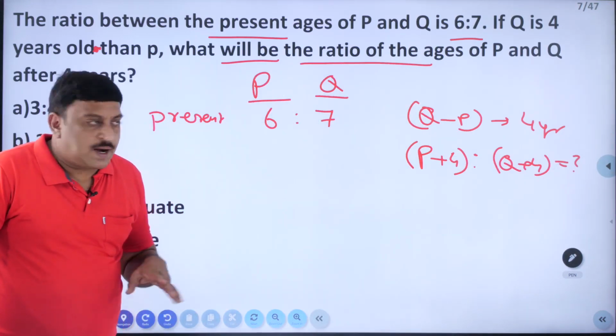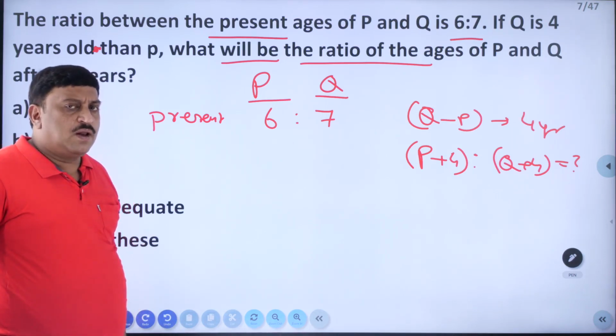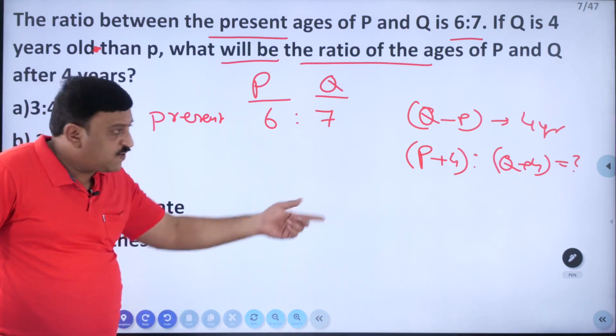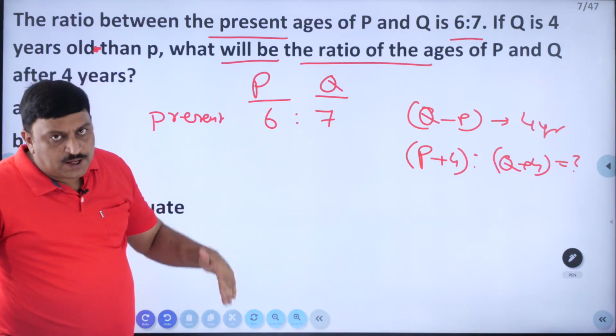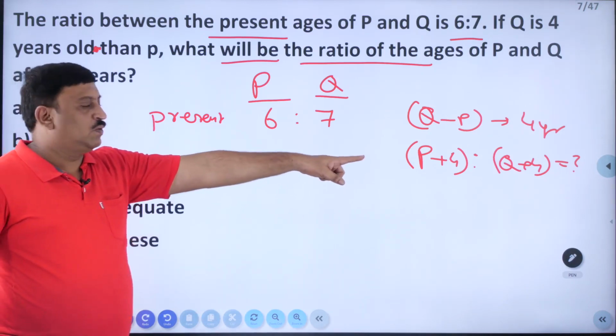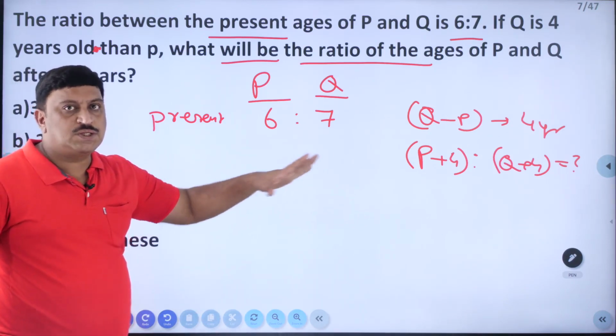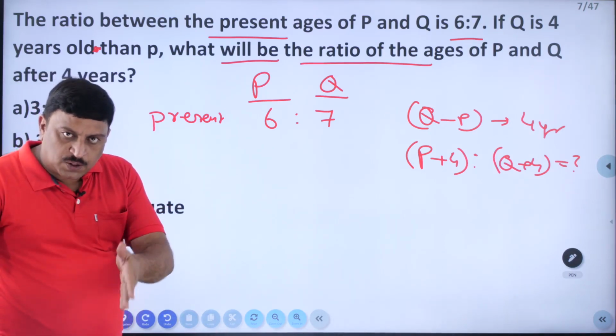Understood the question? Right? So definitely this is the way. What we have to do first of all, we have to find the present age of P and the present age of Q, then add 4 years for both of them and find the ratio. This is what you have to do now. Right? So try that one. Pause the video, then start.